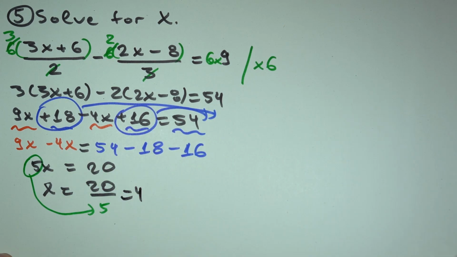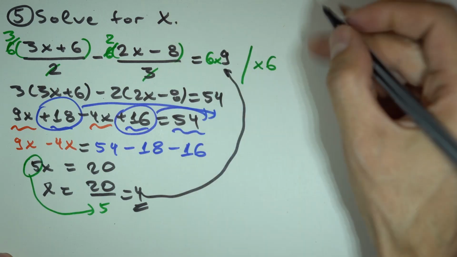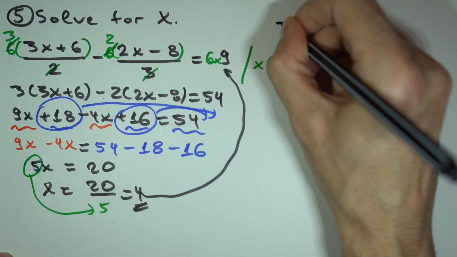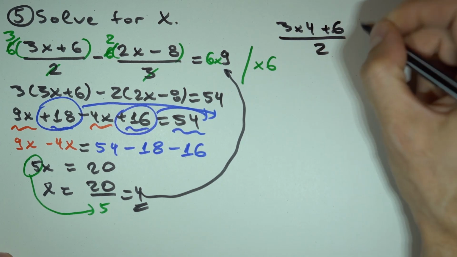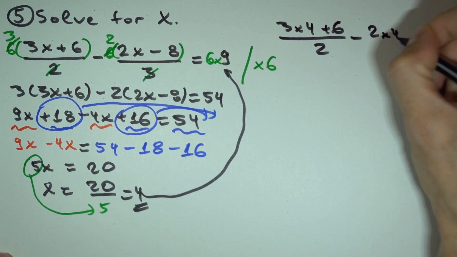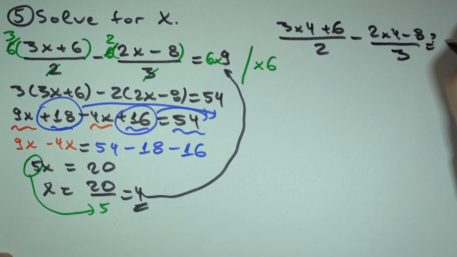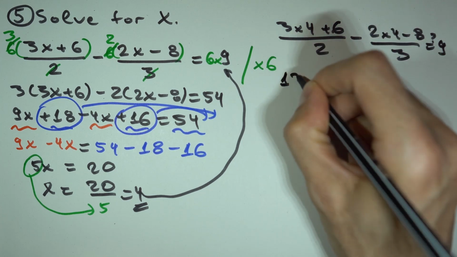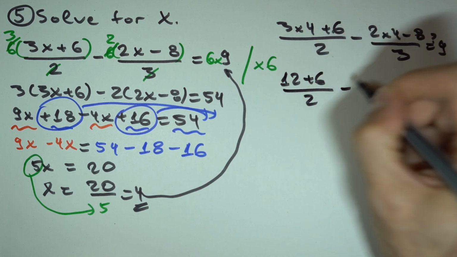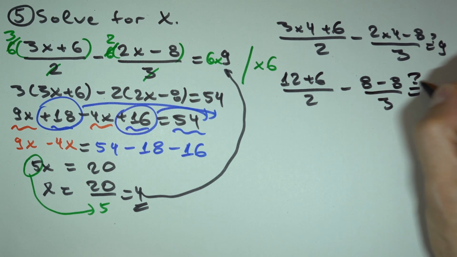which is 4. And now we have to check whether this is indeed the correct answer. How do we do that? We go back to the original equation. And we write down, we have 3 times 4 plus 6 over 2 minus 2 times 4 minus 8 over 3. And we want to check whether this equals 9. 3 times 4 is 12, plus 6 remains over 2, minus 2 times 4 is 8, minus 8 over 3, and the 9 remains.